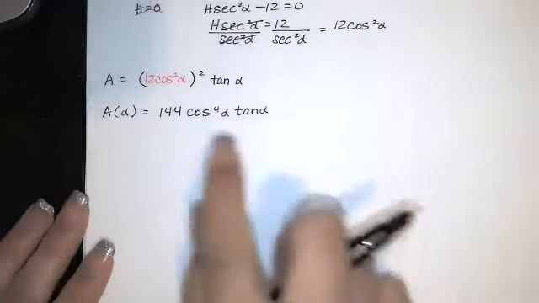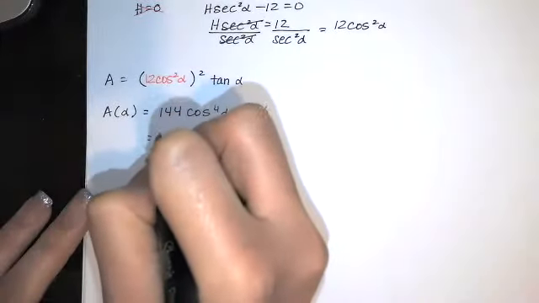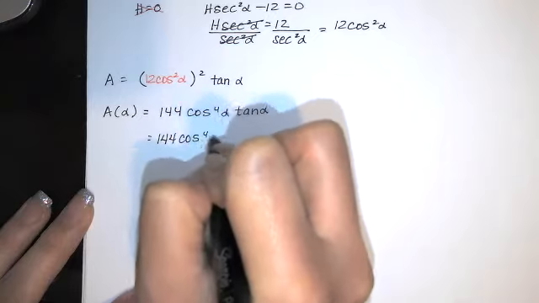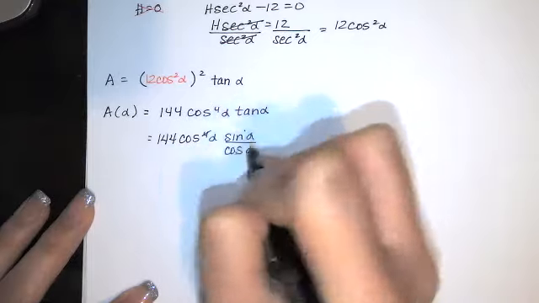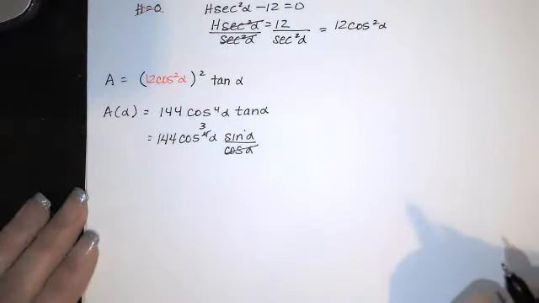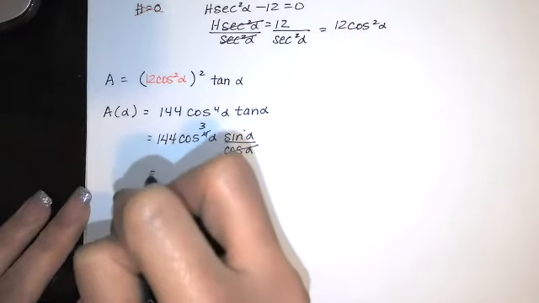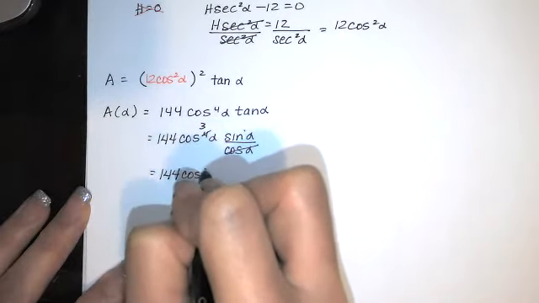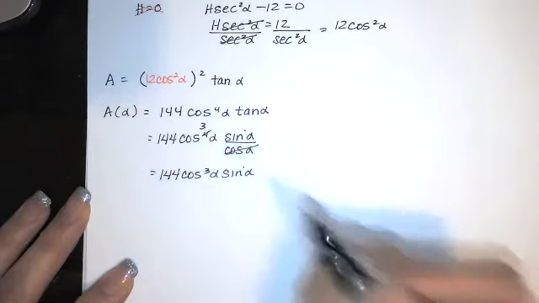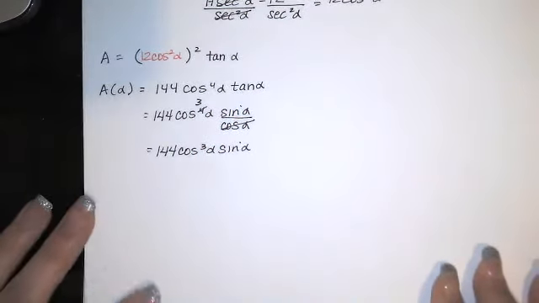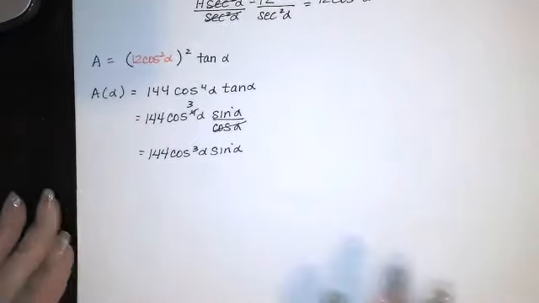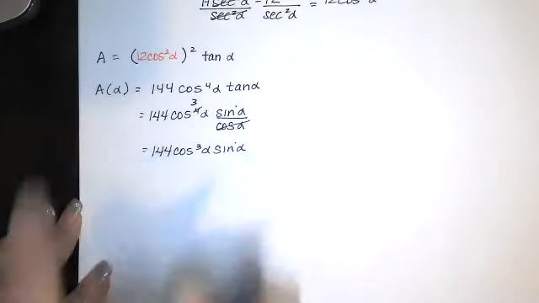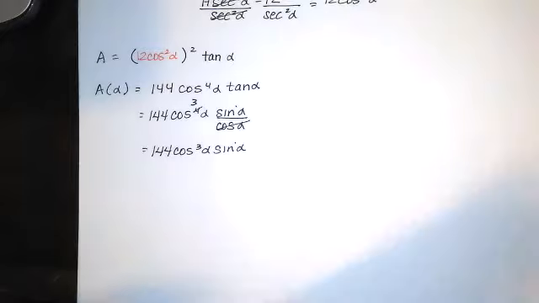You can optimize this, or you could simplify a little further. I probably would, or I will. Tangent is sine over cosine. So one of those cosines will reduce, and we'll have that. Now at this point, you can use trig identities to rewrite this if you want to, or you can just start differentiating, because we want to maximize area as a function of alpha. And again, we want to find the maximum area.